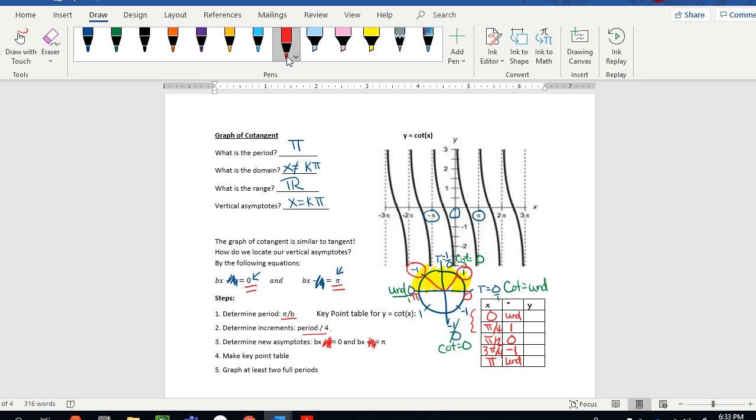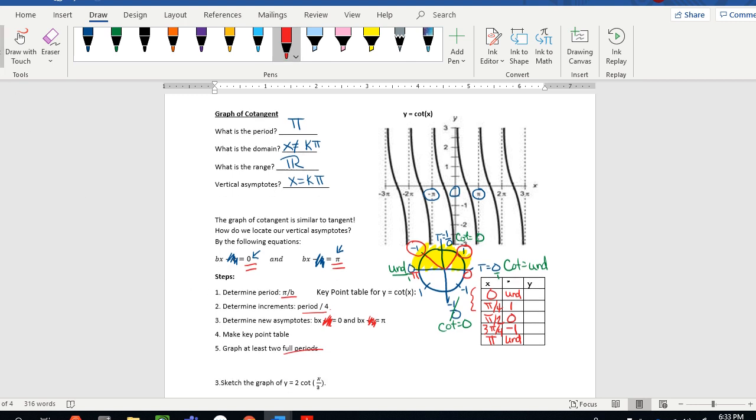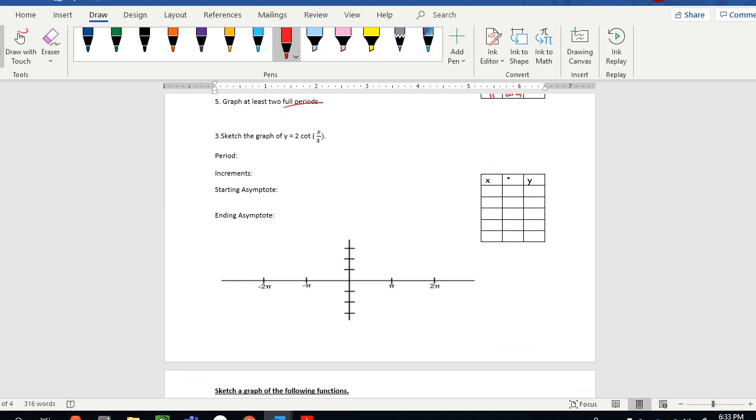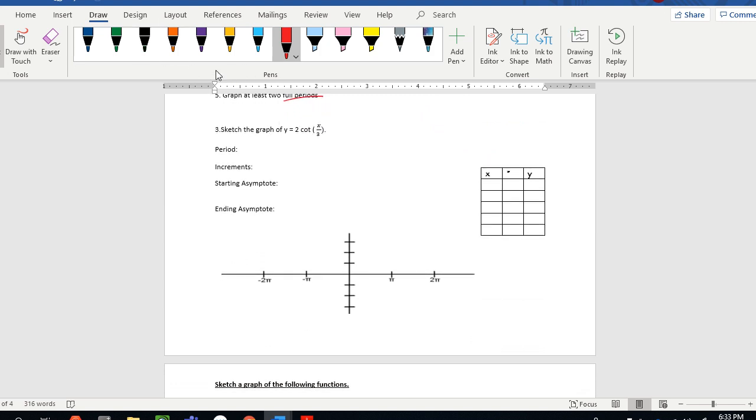Make the point table and go 2 full periods. All right, so let's see if we can do this. We can get at least one done. This will be our longest video. Okay, I feel green. Let's go green. All right, so I have 2 cotangents, so this is going to be 2 of this. And b is equal to 1/3. So I have pi over 1/3, which means 3 pi is my period. 3 pi. I can take and do 3 pi over 4 for my increment if I want to.